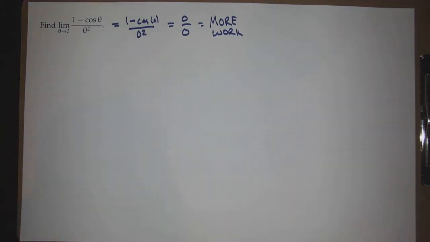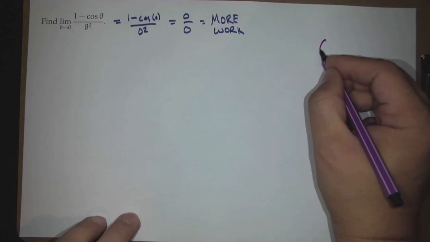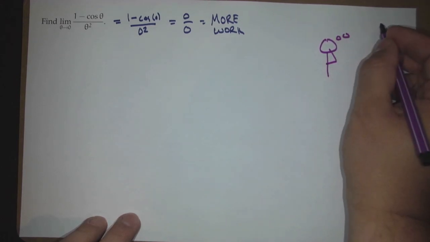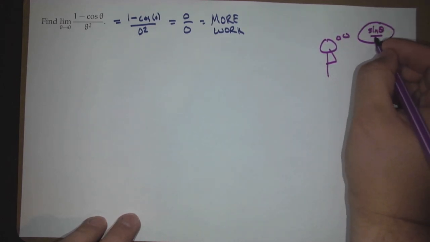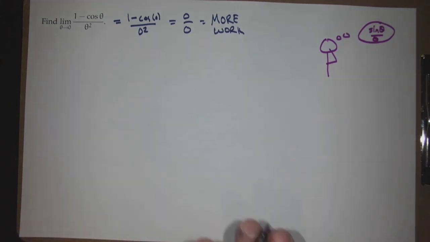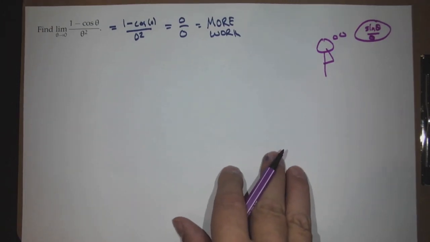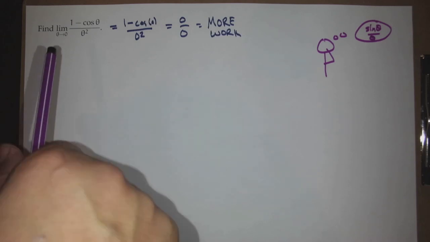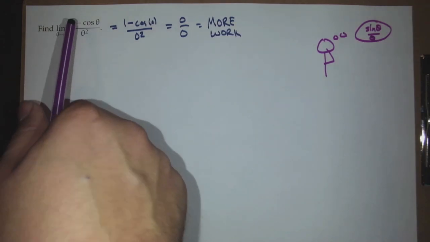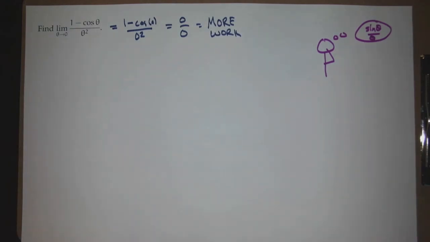And because we see trig and non-trig mixed together, we've got to find a way to get sine theta over theta. That's the only way we can bridge our gap. So we think to ourselves, how can we get sine theta over theta? What do we do? Is there anything that makes a 1 minus cosine into a sine? And if there's not, is there anything close to 1 minus cosine that becomes a sine?